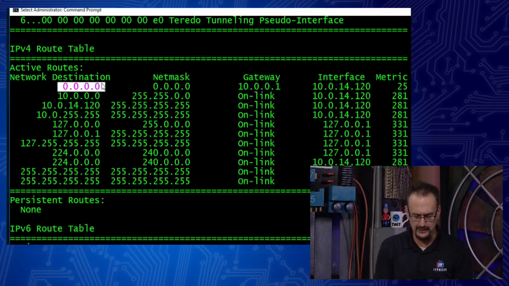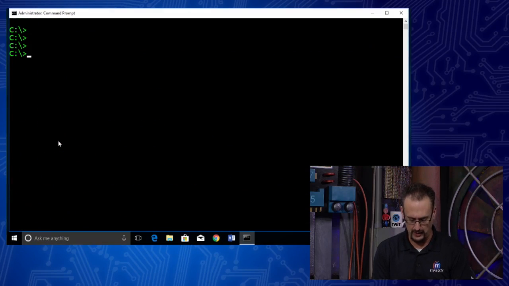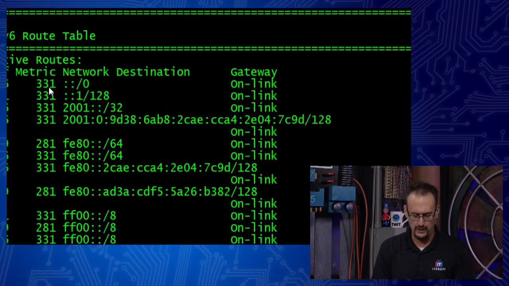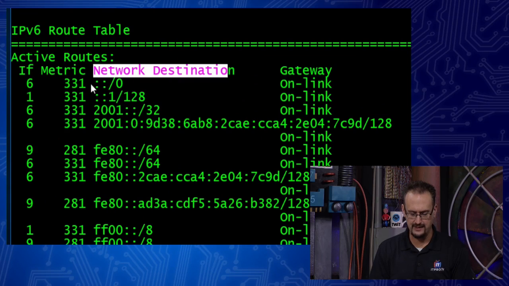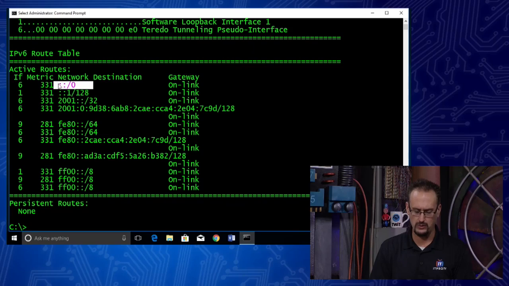Well, believe it or not, inside of IPv6, and let me make this a little easier here. We'll do a little route print, and we will just format that a little easier. We'll take IPv4 completely out. I want you to notice the network destination here. It says ::/0. Boy, that is a weird format, right? Well, what does :: mean?